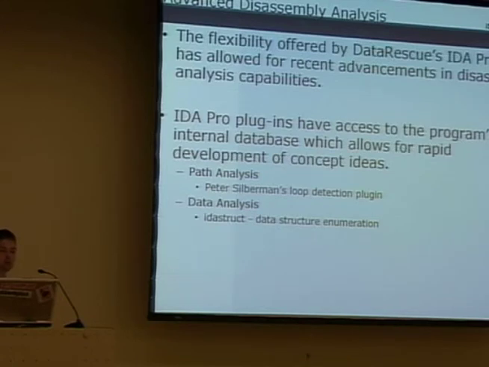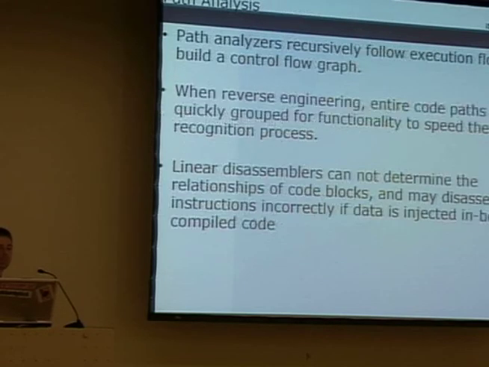To take the idea of path analysis and data analysis a little bit further, I'm going to give two examples. One is Peter Silberman's loop detection plugin, which he released in the Uninformed Research Journal last issue, and the other is a little tool that I've been working on recently that allows you to enumerate these structures within code and track references as far deep into the code as you need to. We'll take a look at how that works.